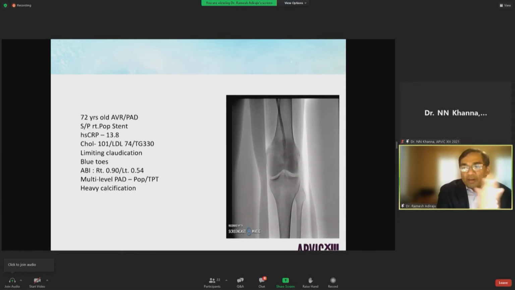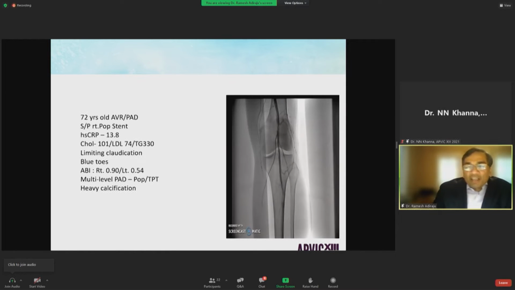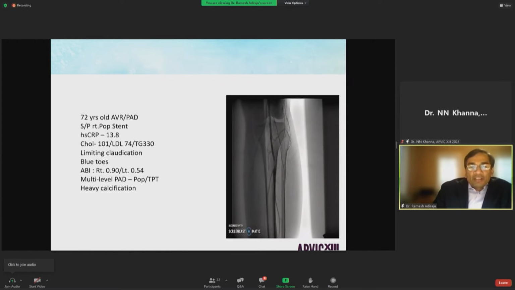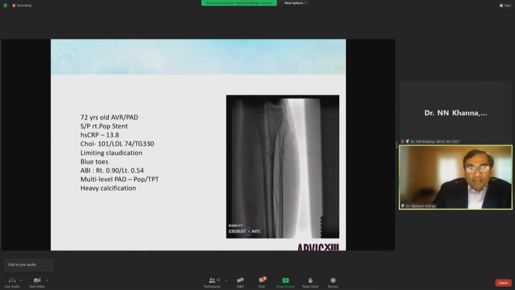With that background, I'd like to present a case. This is a 72-year-old with a previous history of a tissue aortic valve replacement and peripheral arterial disease. A couple of years ago, he had a right popliteal stent and had restenosis of that, which is when he presented to me as a second opinion.